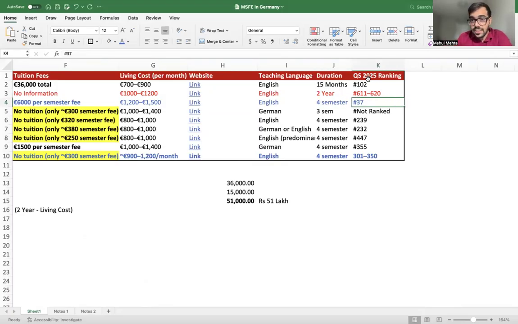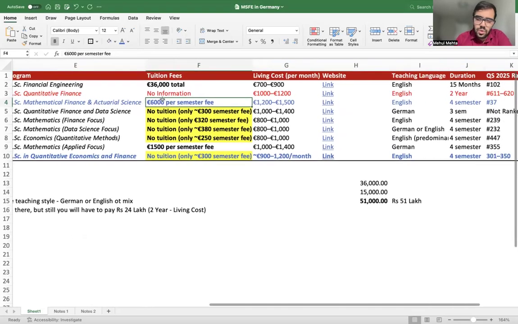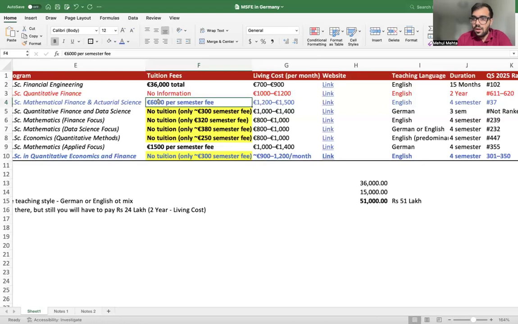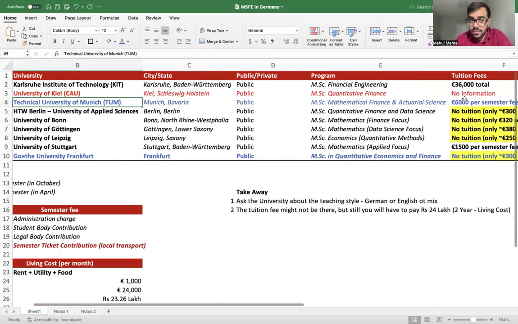So definitely 37, it's a 4 semester program. The good part is it is taught in English. Of course, you might have to pay 6,000 euros, which is close to 6 lakh rupees per semester, which comes up to 24 lakh rupees, and it's a 2 year degree. But one thing you have to understand is you would be pursuing your masters from one of the best universities in the world. So I would have definitely spent that, if in case I'm planning to go to Germany.